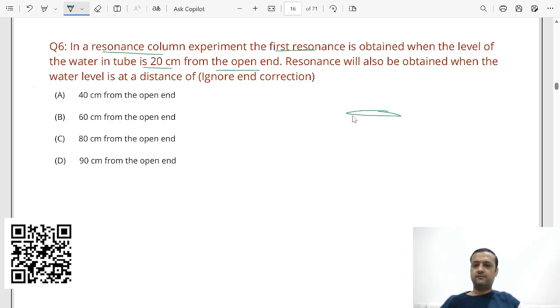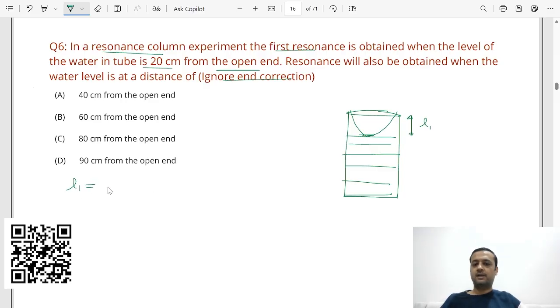So basically, if you draw the figure of the resonance column experiment, let us say that here the water level is till here, and this distance has been given as the length of the air column L1. Now we have to ignore the end correction, so E will be 0 here, and in the first resonance we get this kind of diagram. Clearly you can see this is the node and this is the antinode. So L1 becomes lambda by 4, right?